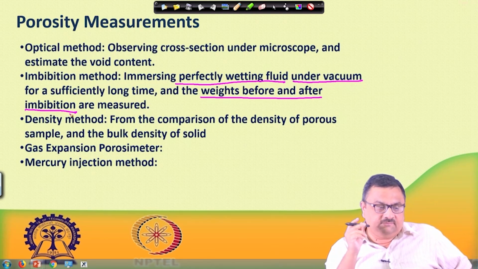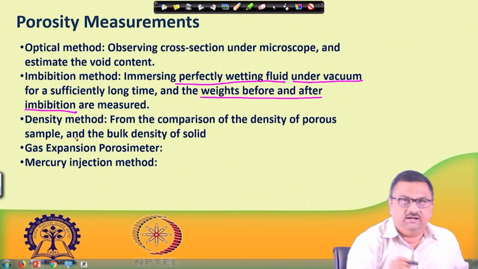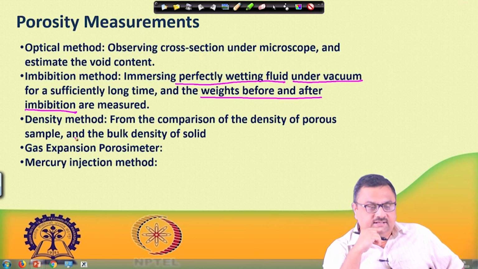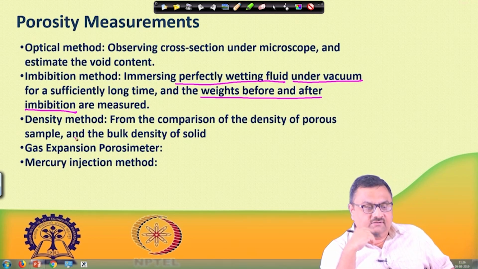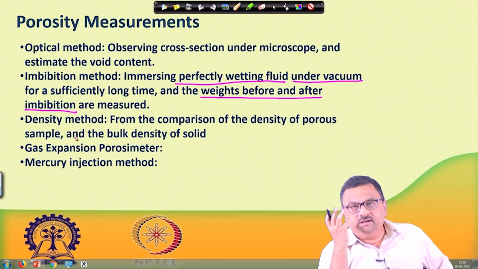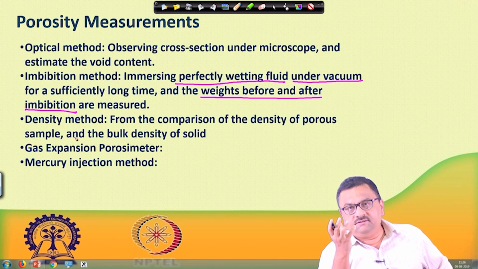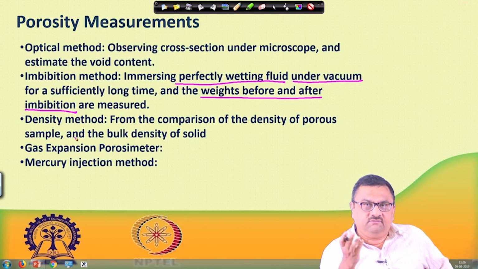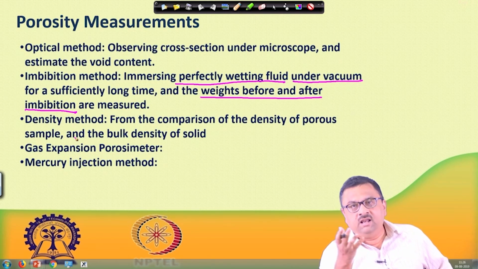Or one can use the density method, which compares the density of the porous sample and the bulk density of the solid. That means you measure the density of the porous matrix. Density is in kg per meter cube, that is, the weight of that porous matrix divided by its volume. So, one can find out the volume of the porous matrix by making measurements, and then find out its weight.